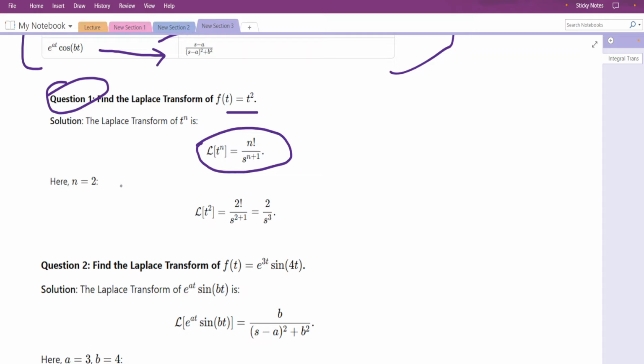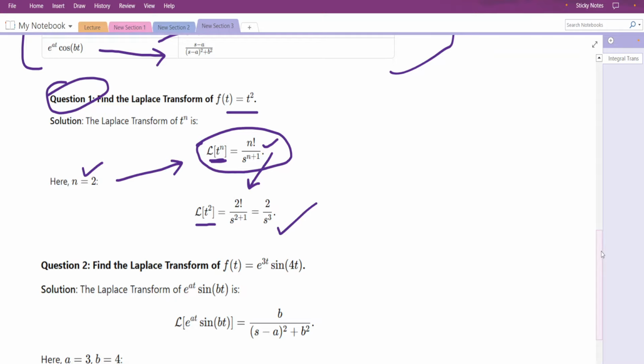So the very basic thing we have to do is just put n equal to 2 in this formula. If I put n equal to 2, I will get the Laplace transform of t square. That will be 2 factorial upon s to the power 2 plus 1. Ultimately, its final answer will be 2 upon s cube.